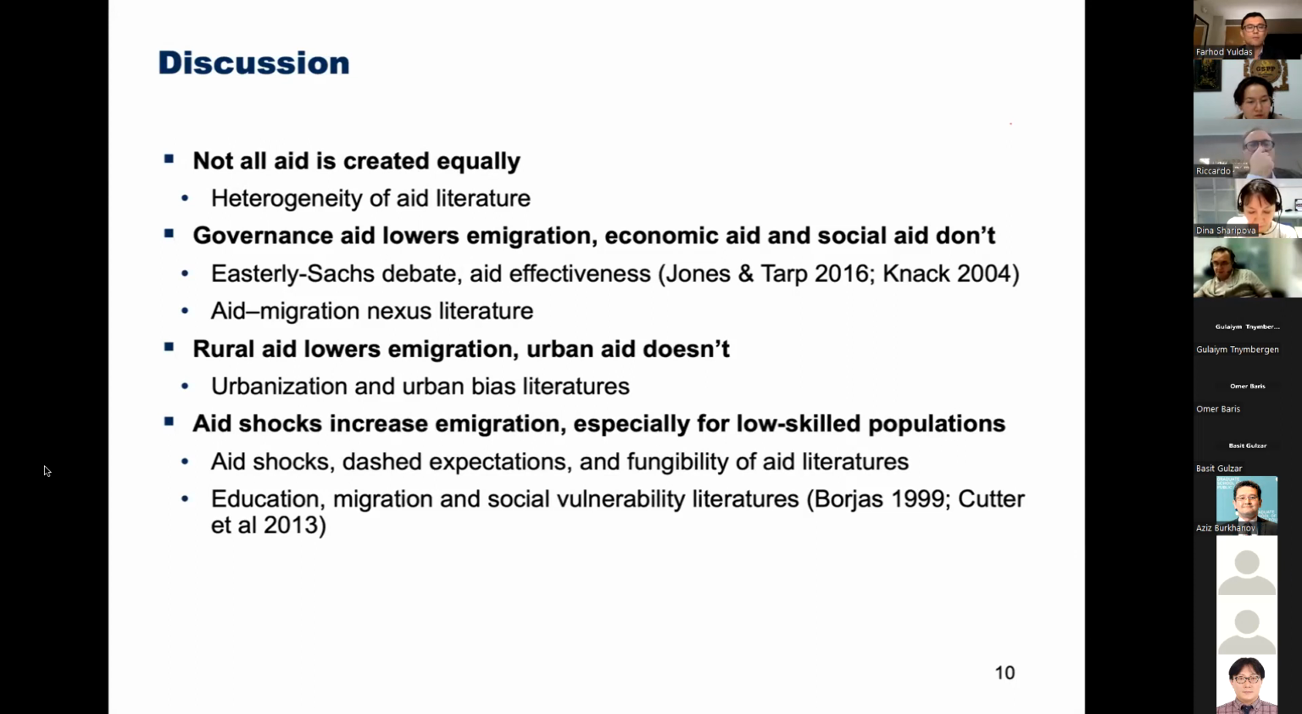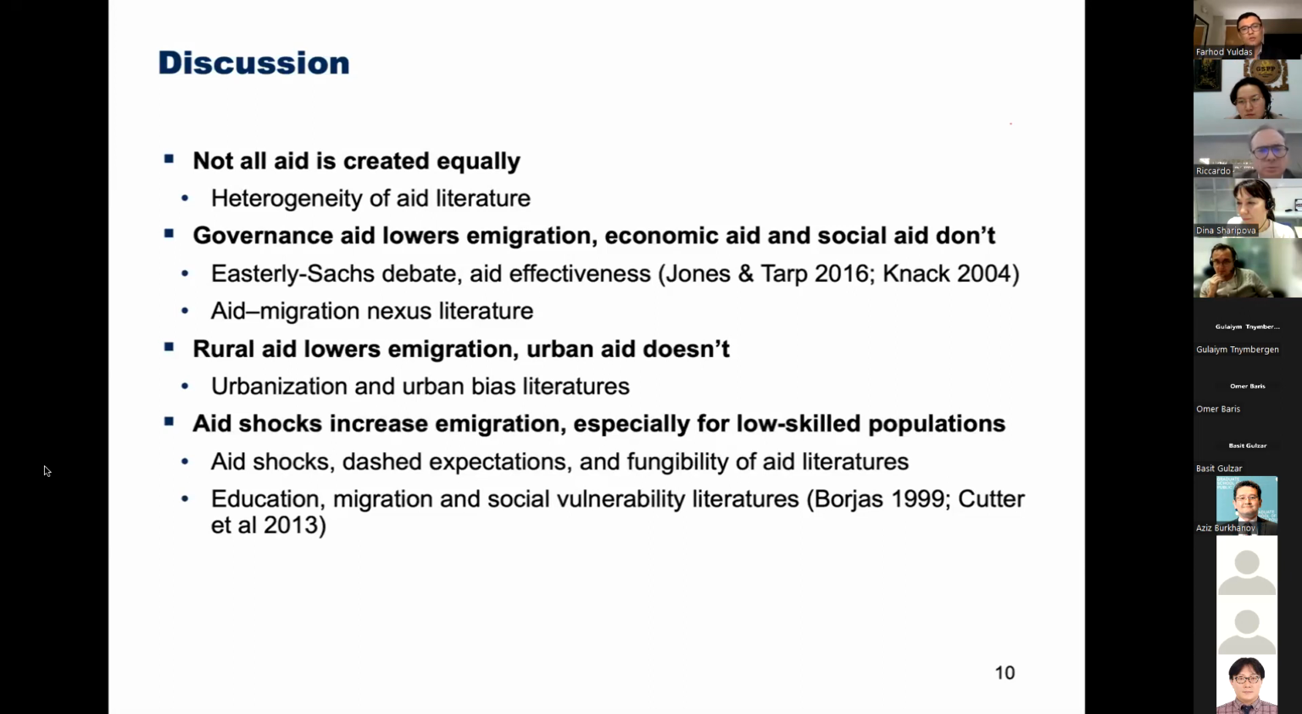And whereas we didn't find much support for the preferences argument, we found some support for the capabilities argument. And in general, it also made sense given the context of studies that found that internal urbanization and internal urban migration could set up extensions to international migration.